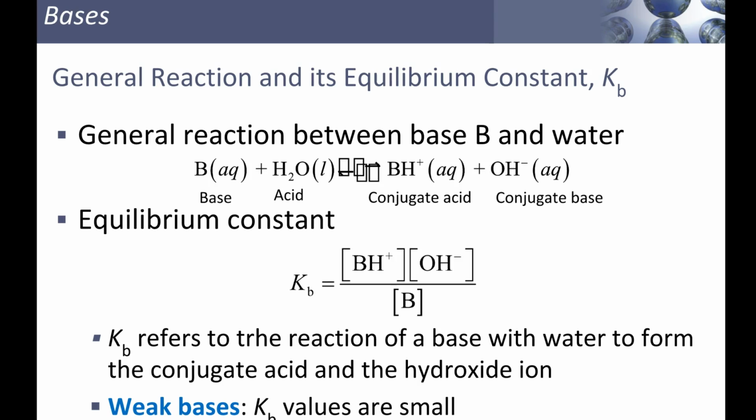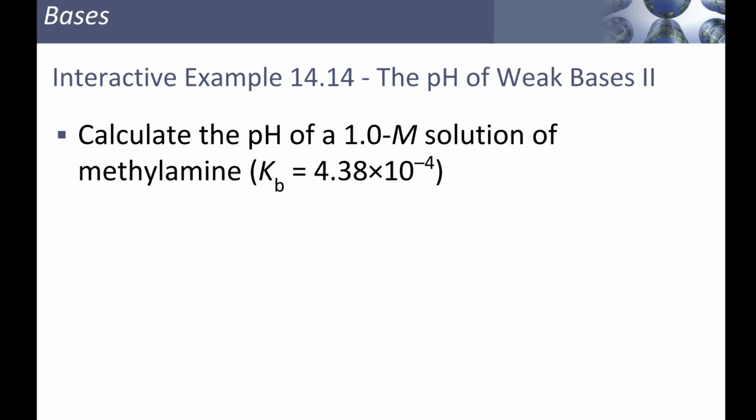So Kb, just like Ka, is really the same thing. Now you're dealing with bases, so you have a hydroxide involved. If you had something like a compound called methylamine, which has a Kb of 4.38 times 10 to the negative 4. Methylamine is an amine base.